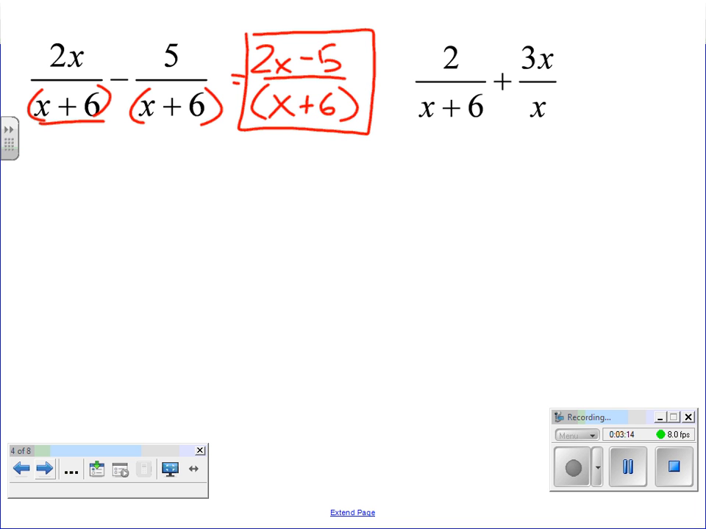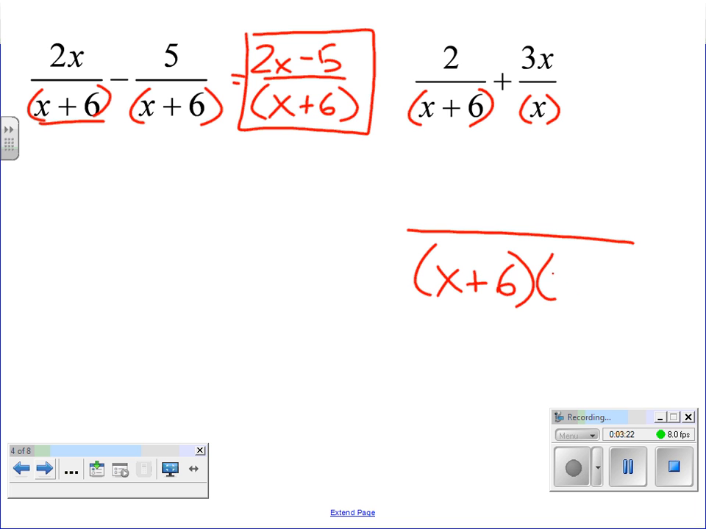Okay. Now, looking at this one, x plus 6 is a factor, and x is a factor. So in my final answer, I want 2 things on the bottom, x plus 6 and an x. So now I'm going to add what's missing. Here I'm missing an x. Here I'm missing an x plus 6.